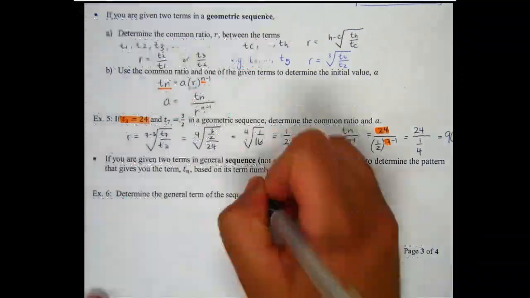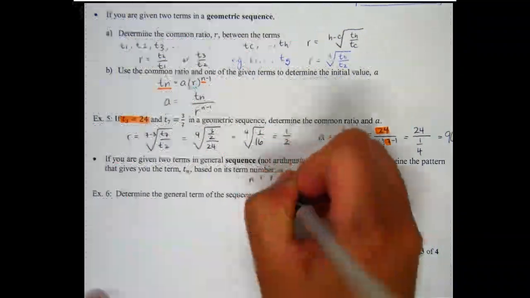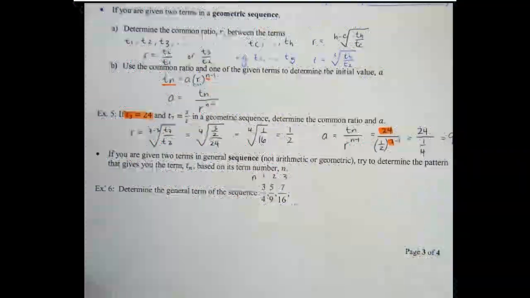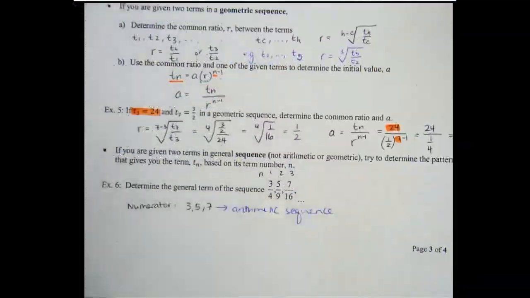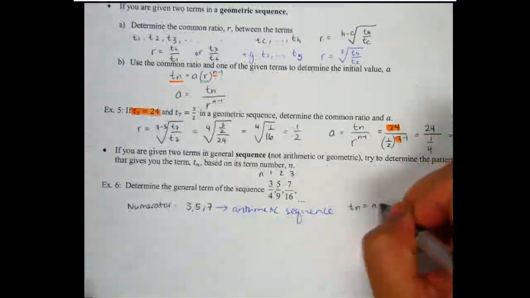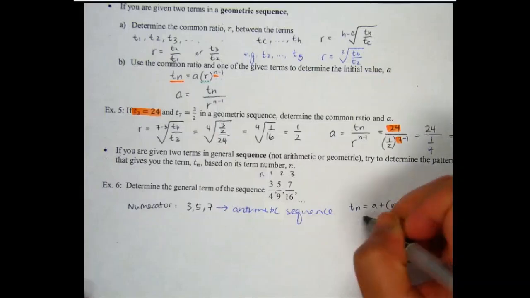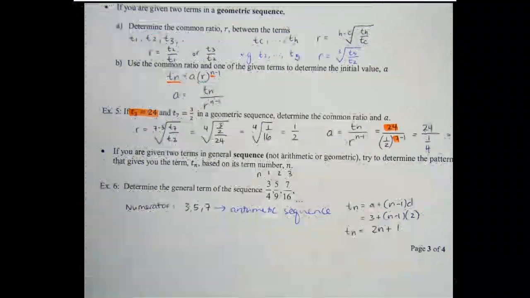Oh, you know what? Sorry, I didn't like that, so I'm going to rewrite it. So n at the top, 1, 2, 3. Okay, first term, second term, third term. Try to look for the pattern that gives you the numbers in the numerator, that gives you the numbers in the denominator. The numerator follows the pattern of an arithmetic sequence, so I'm going to use Tn equals A plus (n minus 1)d, plug in my 3 for A, and plug in 2 for the common difference, and Tn equals 2n plus 1 for the numerator.